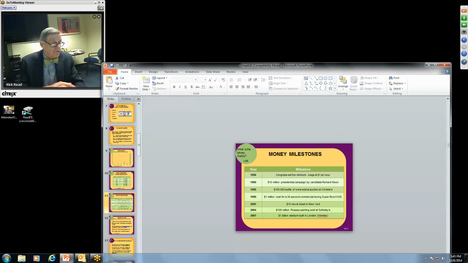These are money milestones. I don't want to spend a lot of time on this, but there are some interesting things here. In 1956, the United States Congress established $1 as the minimum wage. Of course, we're higher than that today, but not appreciably when you look at inflation and things of that nature.